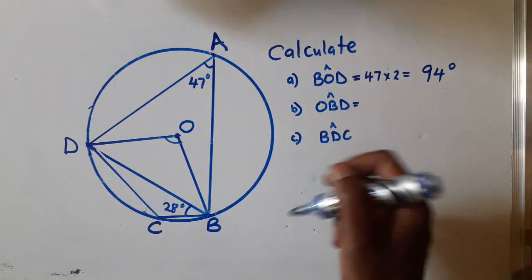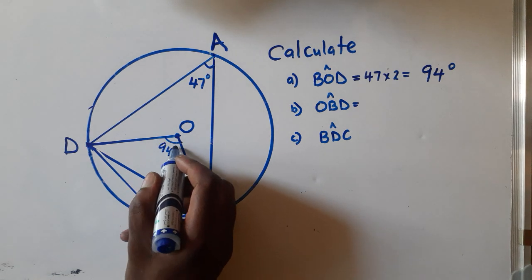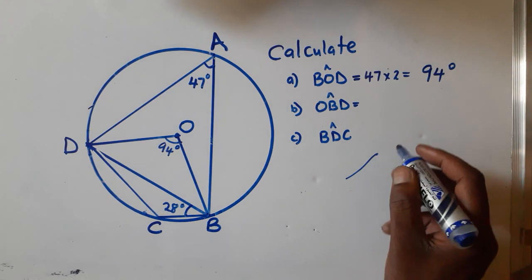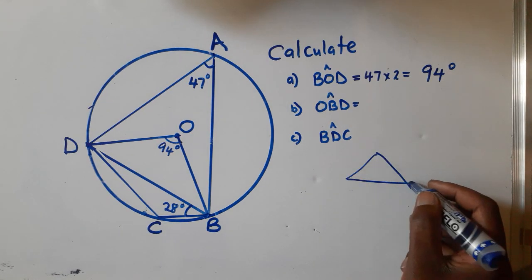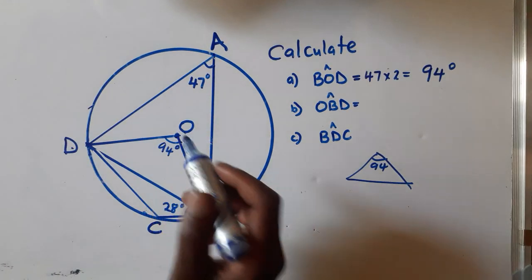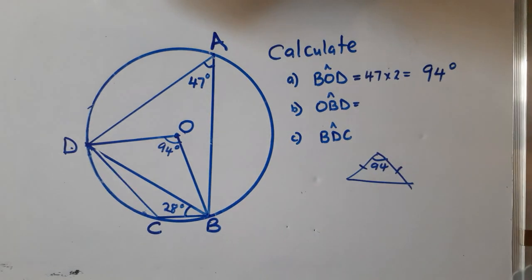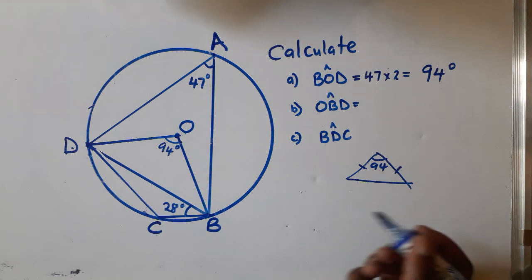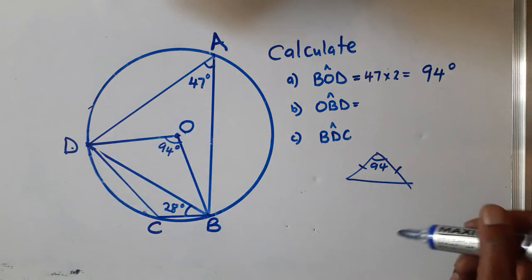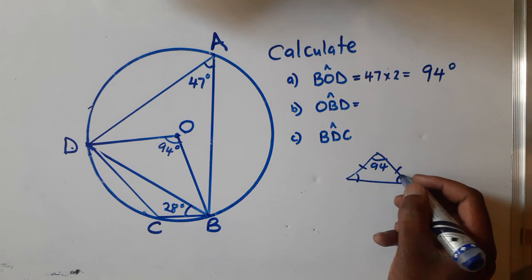All right, we come to the second one, OBD. This angle here, we've been told that it's 94 degrees. I want you to understand something here. DO is equal to BO. In other words, it's an isosceles triangle. This is a radius, and even this one is a radius, so they are equal in length. Therefore, these angles are equal.